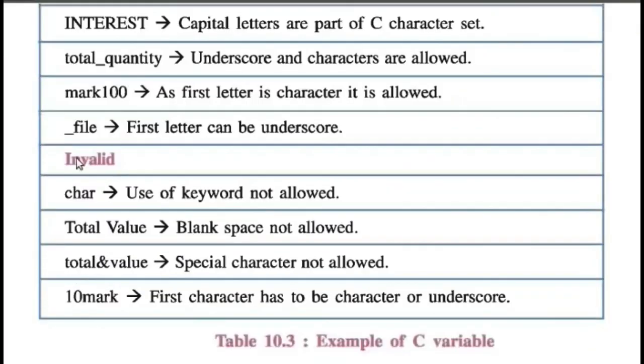Now invalid. CHAR. Okay, so CHAR is a keyword. It is not allowed as a variable name. Then total and value. Two words are there and in between there is a space. So space is not allowed. Then total ampersand value, or 'and' value. So this is a special character. This is not allowed as a variable name. Then this is 10 mark. So we know that a variable name cannot start with a number. So it is not allowed.